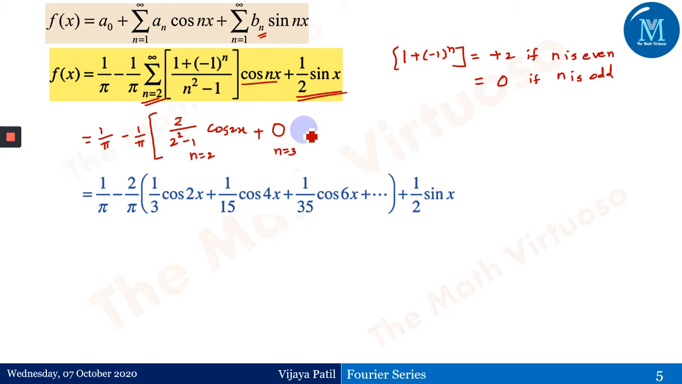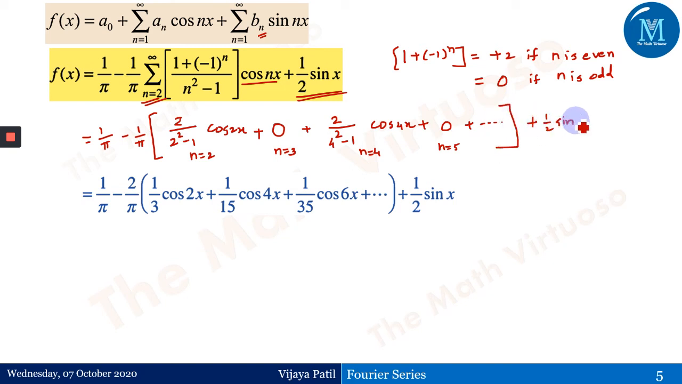Similarly, if I put n equals 4, what will happen? The numerator will give me 2 and the denominator will give me (4² - 1), cos of 4x, and so on. Then this is the value for n equals 4. I've written n equals 5. What will happen? This will give me 0, and so on. So this is the chain, plus 1 by 2 times sine of x.